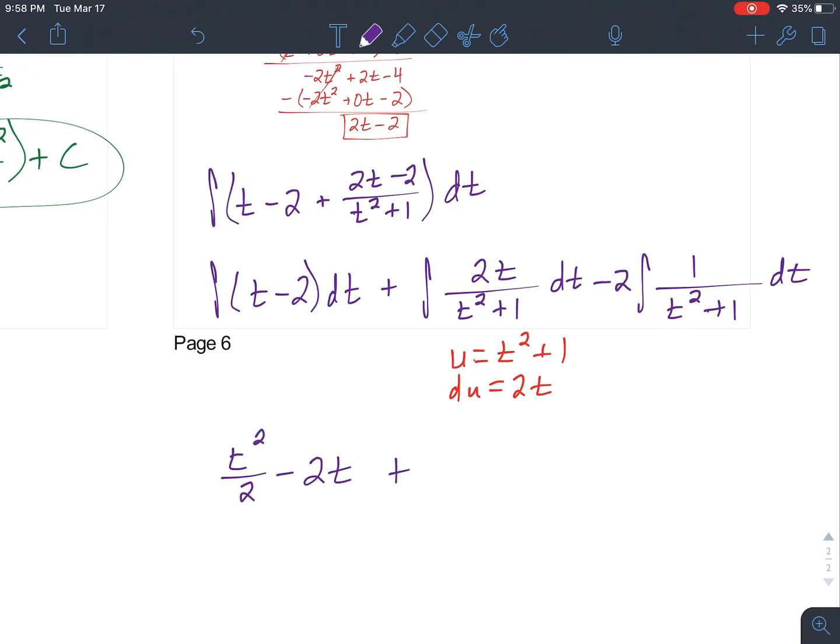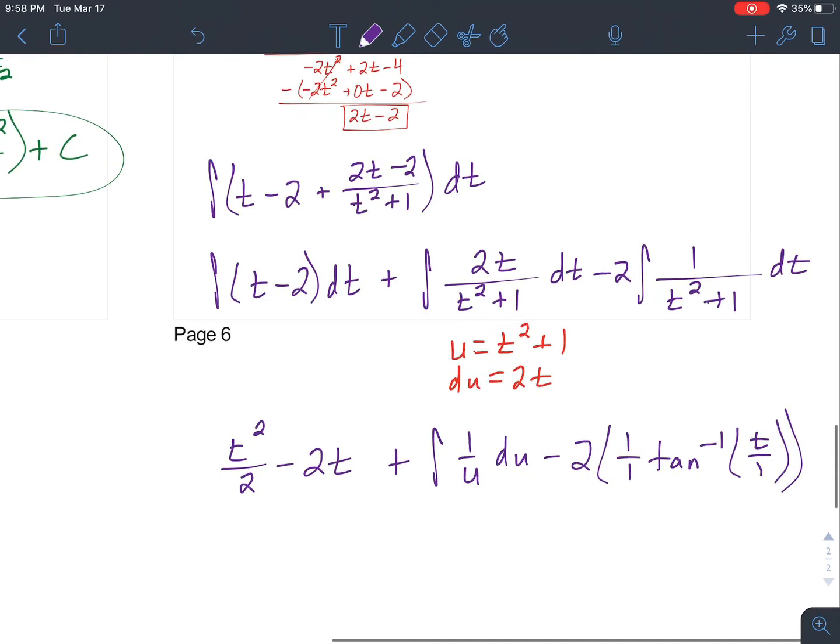So if we were to do that u substitution on our middle integral, we then are going to get 1 over u du. And then for the second part, as I said before, we know that that's going to integrate into arctangent. We are going to have t over 1 inside. And I suppose if you want to be really picky, I should have remembered the 1 over a, even though that's just 1 over 1. And then the last thing is, I've got a little bit of space, I'm going to try to squeeze in a plus c there. There we go. Okay.